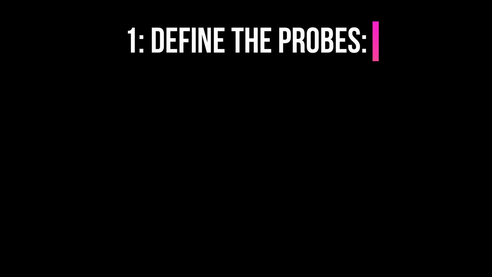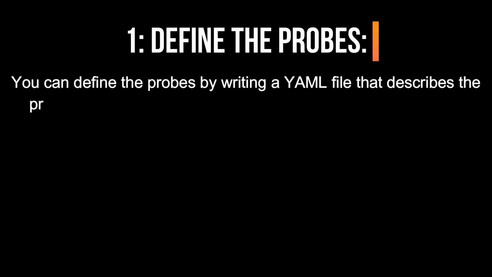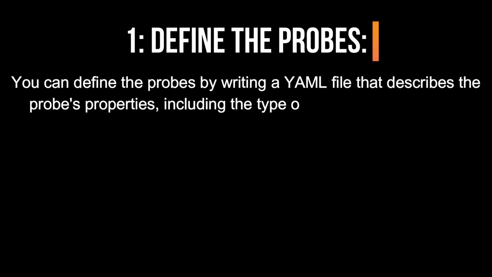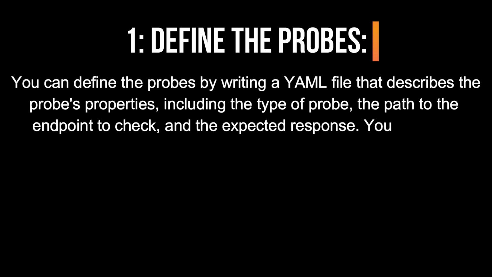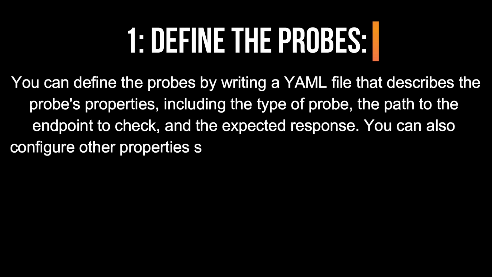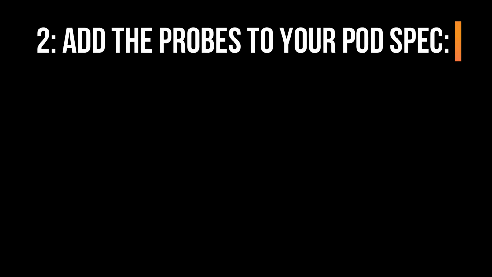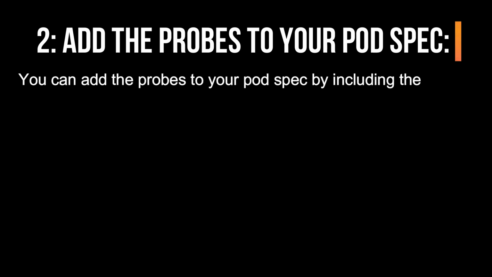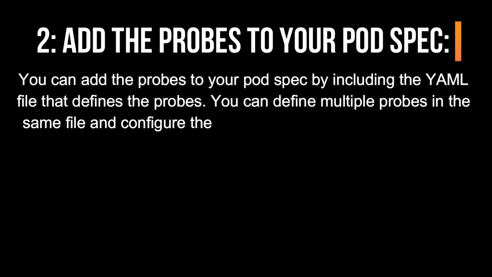1. Define the probes. You can define the probes by writing a YAML file that describes the probe's properties, including the type of probe, the path to the endpoint to check, and the expected response. You can also configure other properties such as the probe's initial delay, timeout, and period. 2. Add the probes to your pod spec. You can add the probes to your pod spec by including the YAML file that defines the probes. You can define multiple probes in the same file and configure them for different containers in your pod.